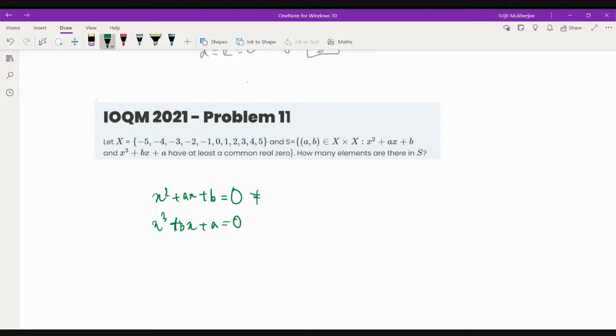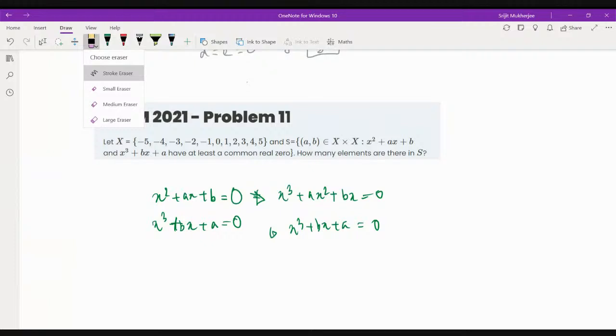So we multiply by x, there are two possible ways. Let's multiply to get x cube plus ax square plus bx is equal to 0, and we have x cube plus bx plus a is equal to 0. One equation. We can now subtract these two to get another quadratic equation with a and b, and then we can find it out. And x is equal to 0 is not a plausible solution because we have multiplied by x.